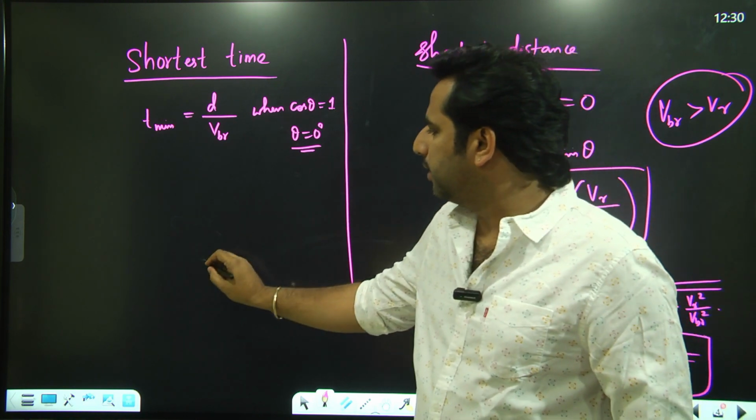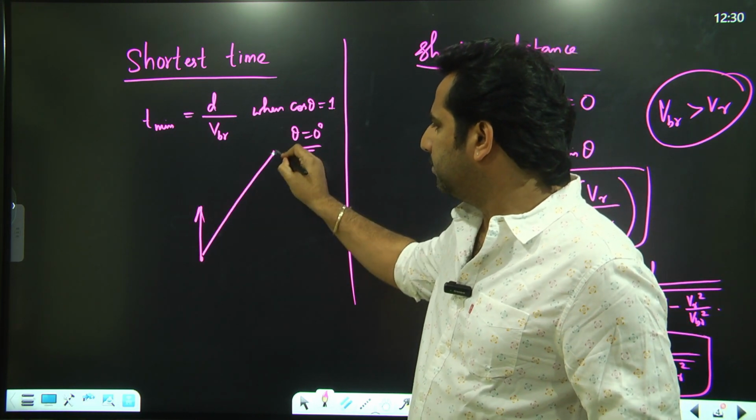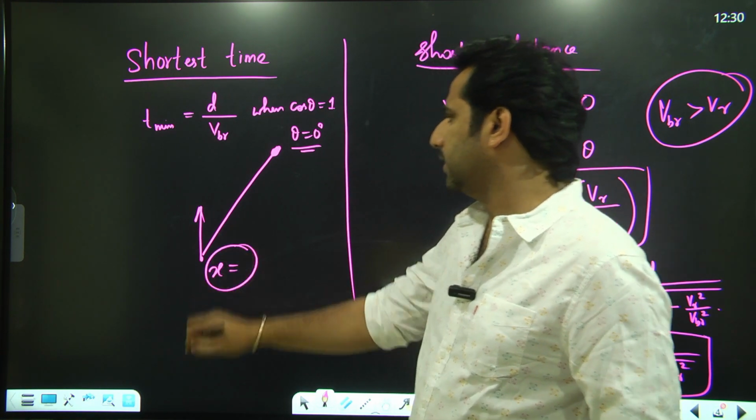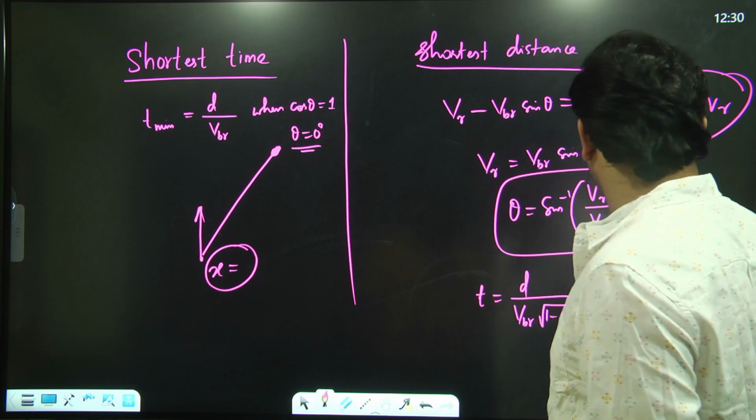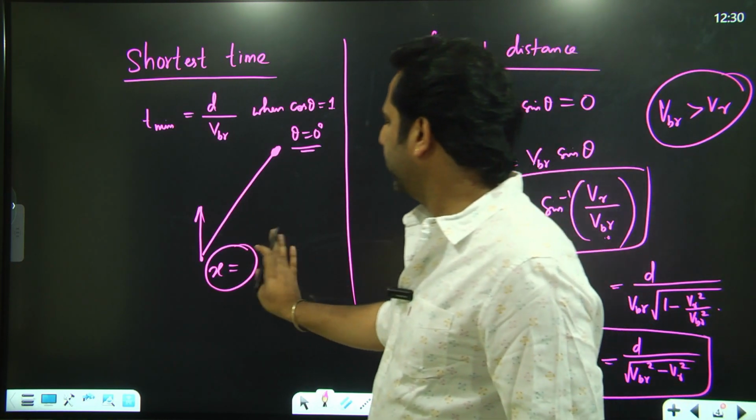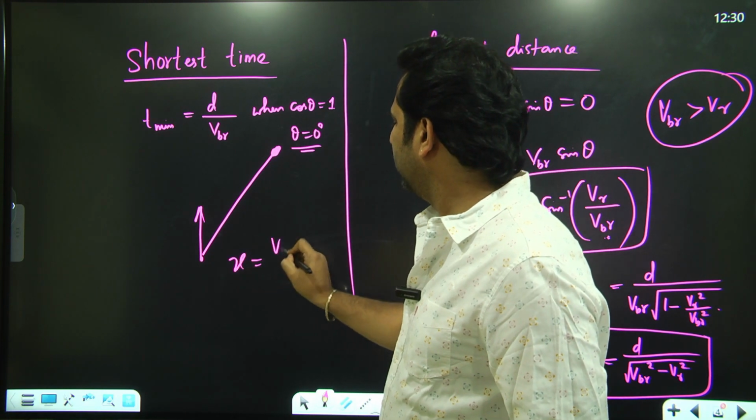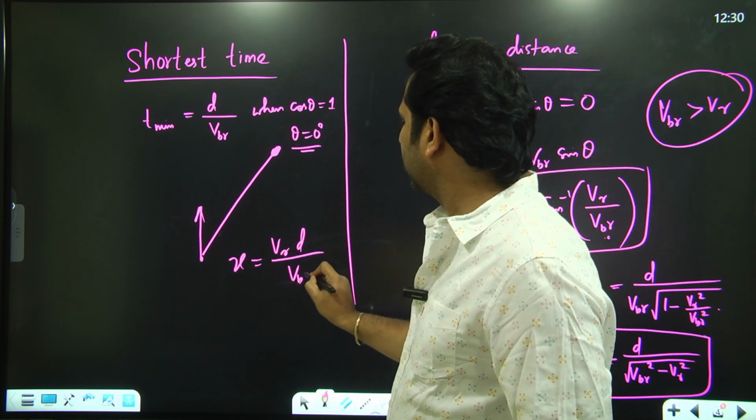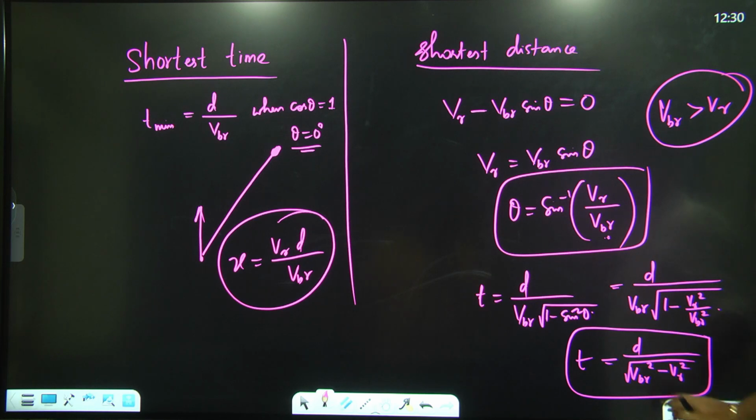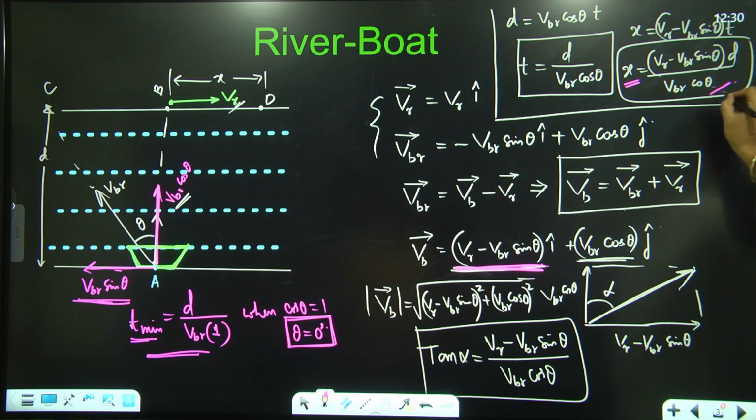So this is for the shortest distance, and for the shortest time, theta is 0. He should not bother about anything, head straight, he'll reach some point somewhere. There is always the horizontal drift in that case. You can find out the horizontal drift. So substitute theta 0, sine 0 is 0, cos 0 is 1. So it is VR into d by VBR. So x will be equal to VR into d by VBR. This is the case of the drift in case of the shortest time.